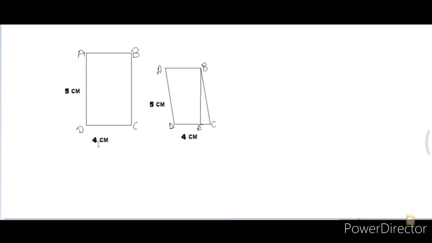The area of this rectangle is equal to 5 into 4, which is equal to 20 centimeters squared. And the area of this parallelogram is not equal to 20 centimeters squared because the area of a parallelogram is equal to the base into its height, which is CD into BE. Here, the area of the rectangle was AD into CD.